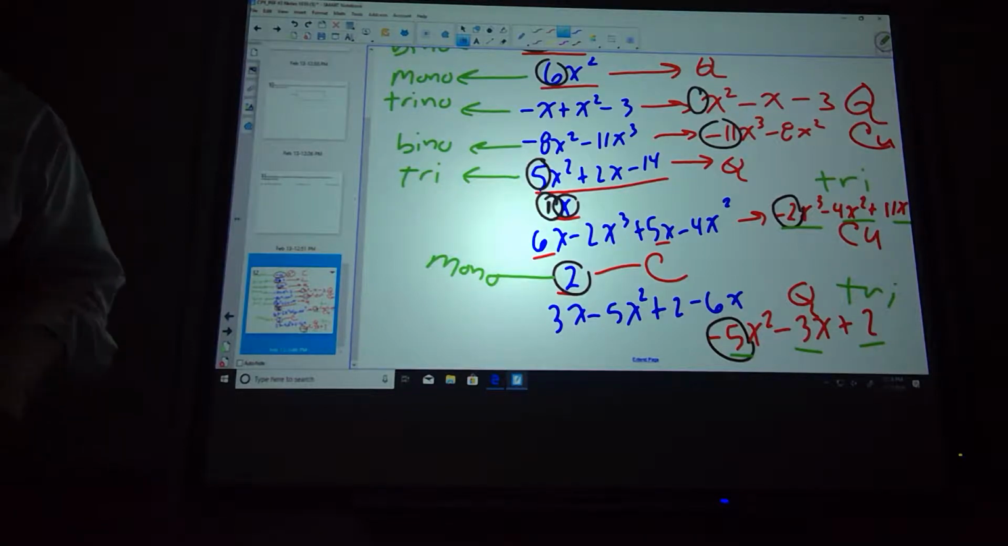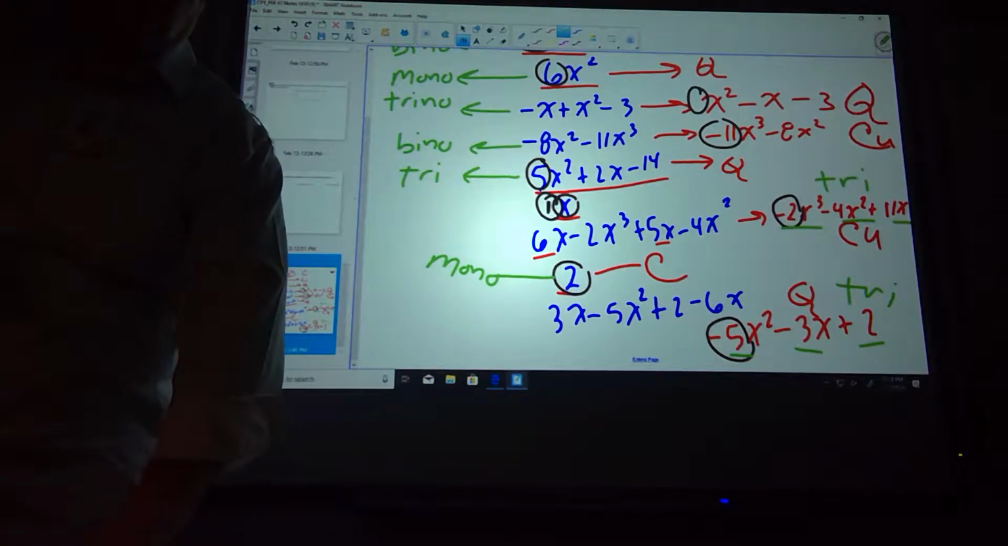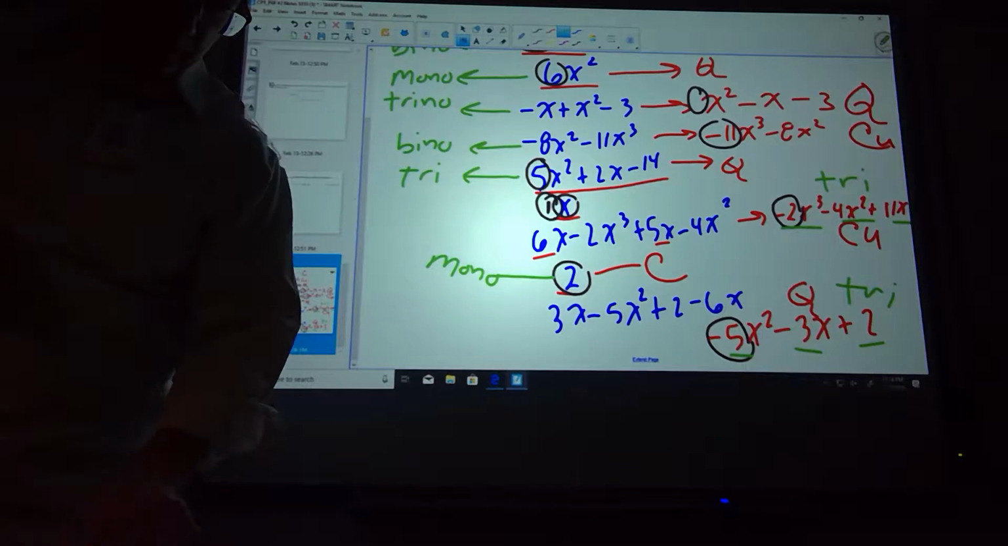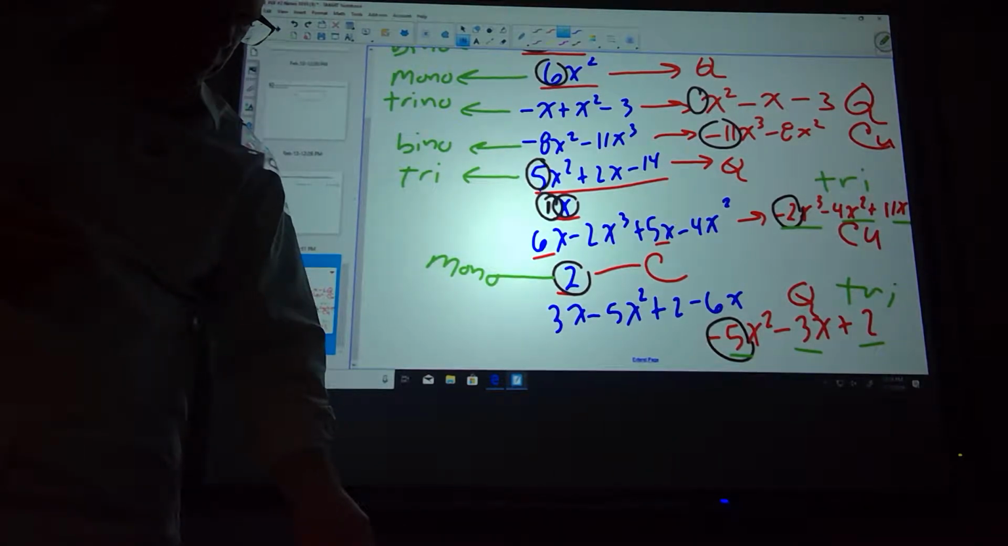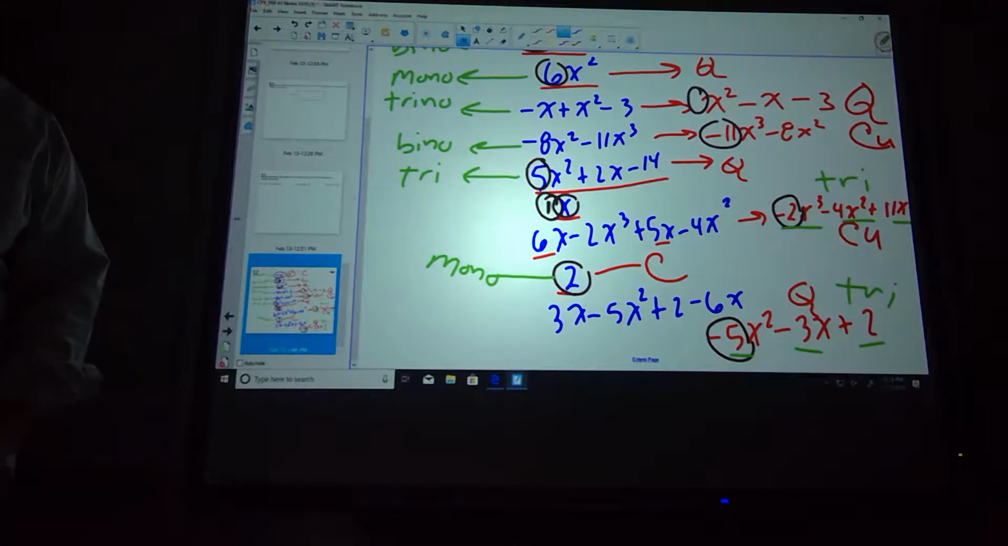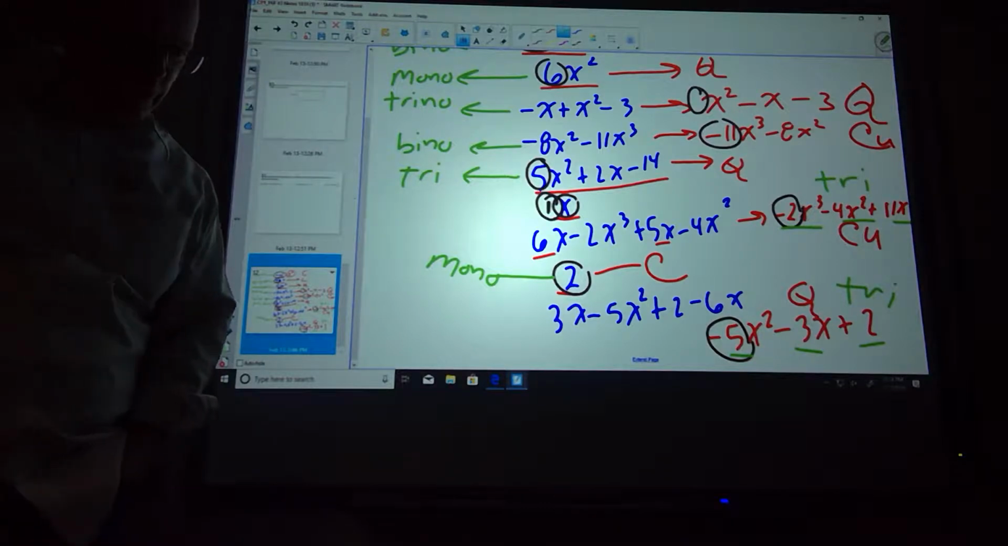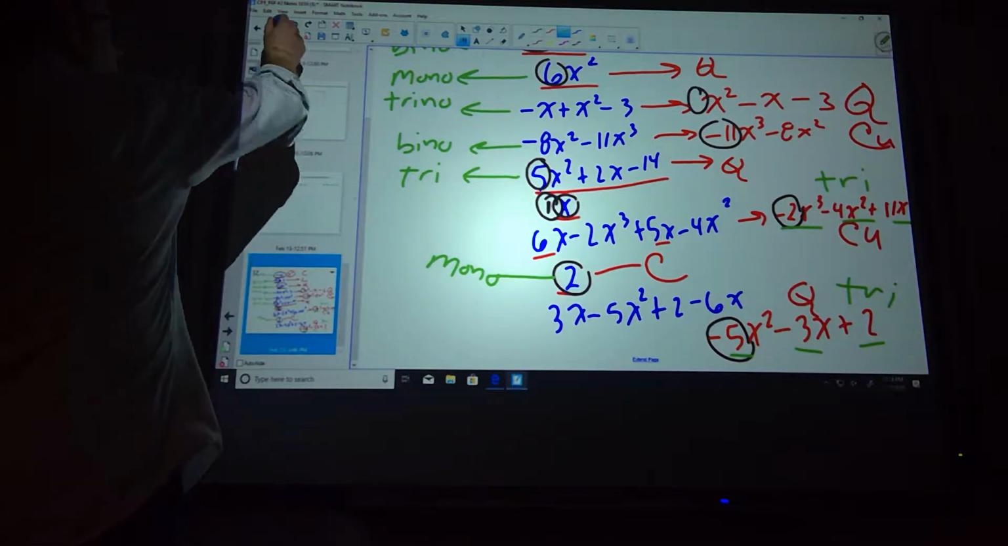We're good? Feel all right? All right. Flip the page. Questions on any of those? 18? Okay. They just want us to find the perimeter on it.